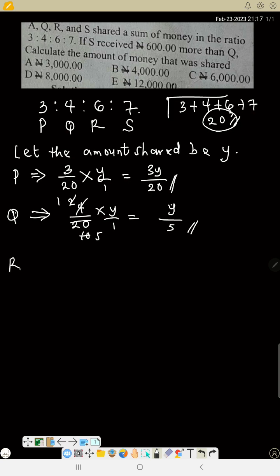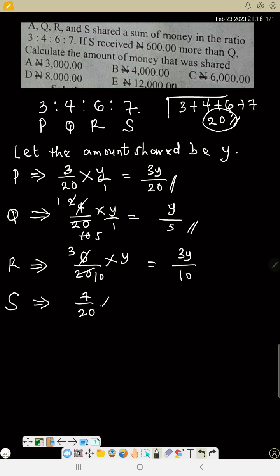Then R will receive 6/20 times Y. That is 3Y over 10, 2 into 6 is 3, 2 into 20 is 10. Then S will receive 7/20 times Y. So that is 7Y over 20. So now if you look at the question, this is the amount each will receive. Because we don't know the total amount, we can't get a number here.